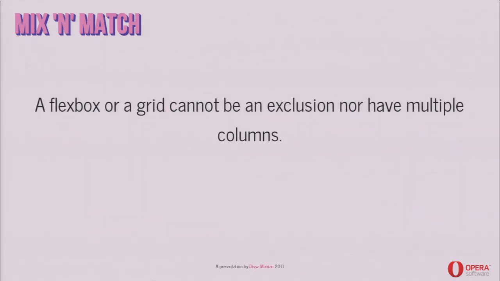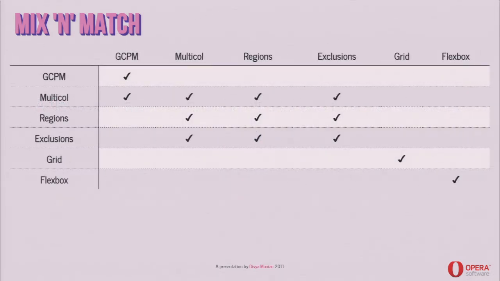And then a Flexbox or a grid cannot be an exclusion, nor can it have multiple columns. So that's sort of understandable. So I made a table so that you can see how each of these work. So multiple columns can be used with almost all of this, except for grid and Flexbox, etc.